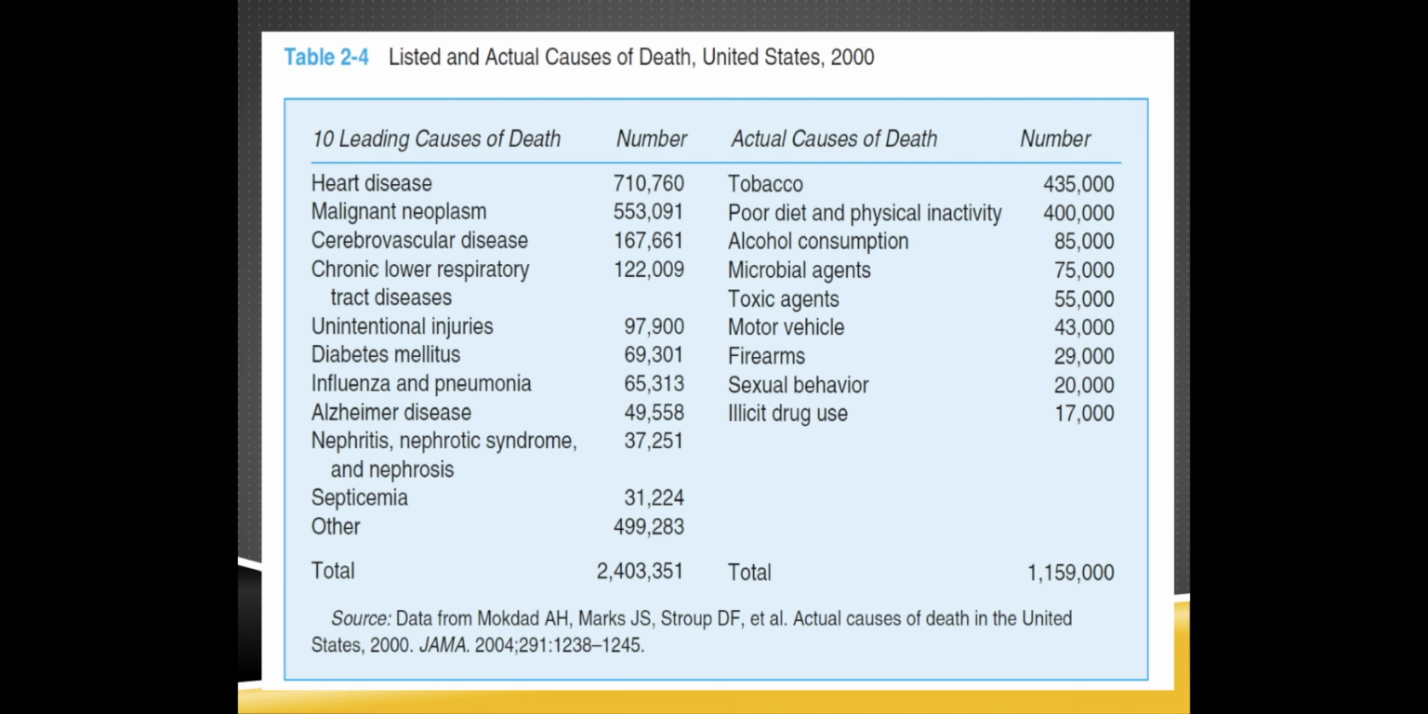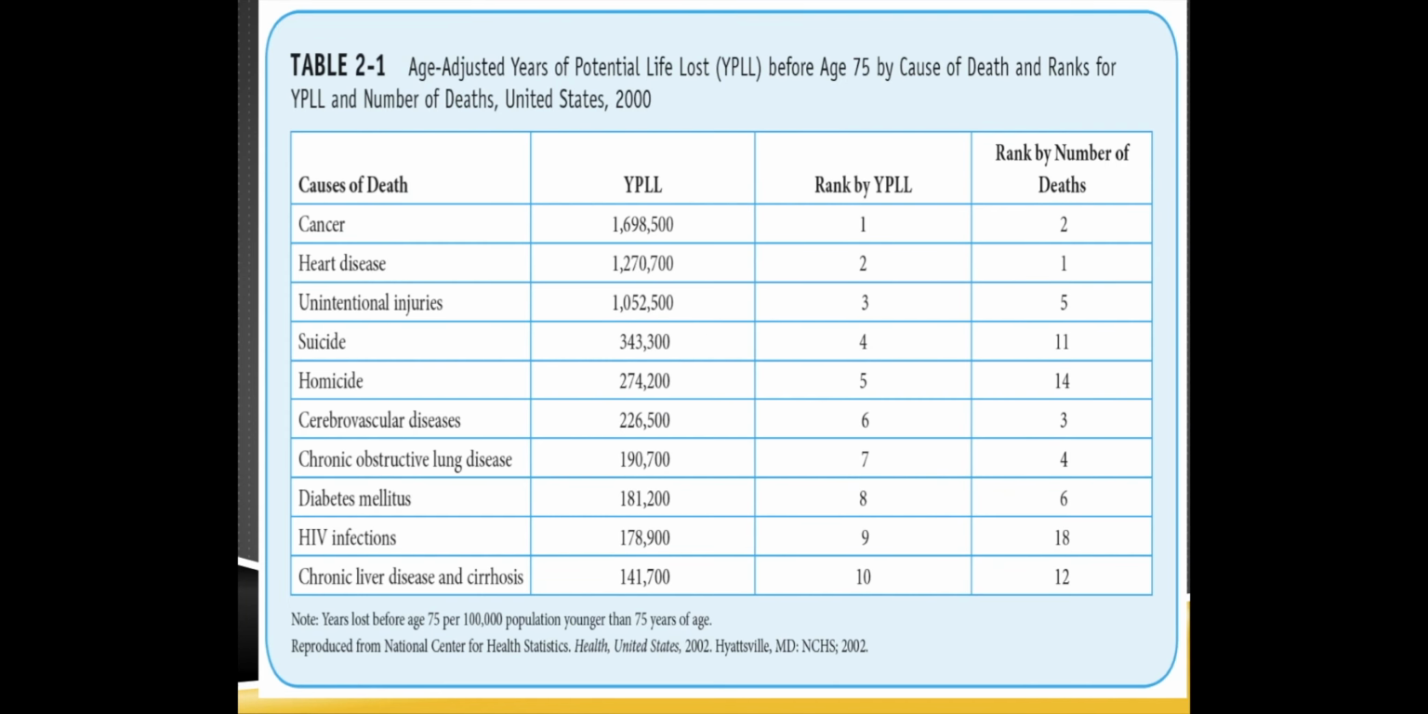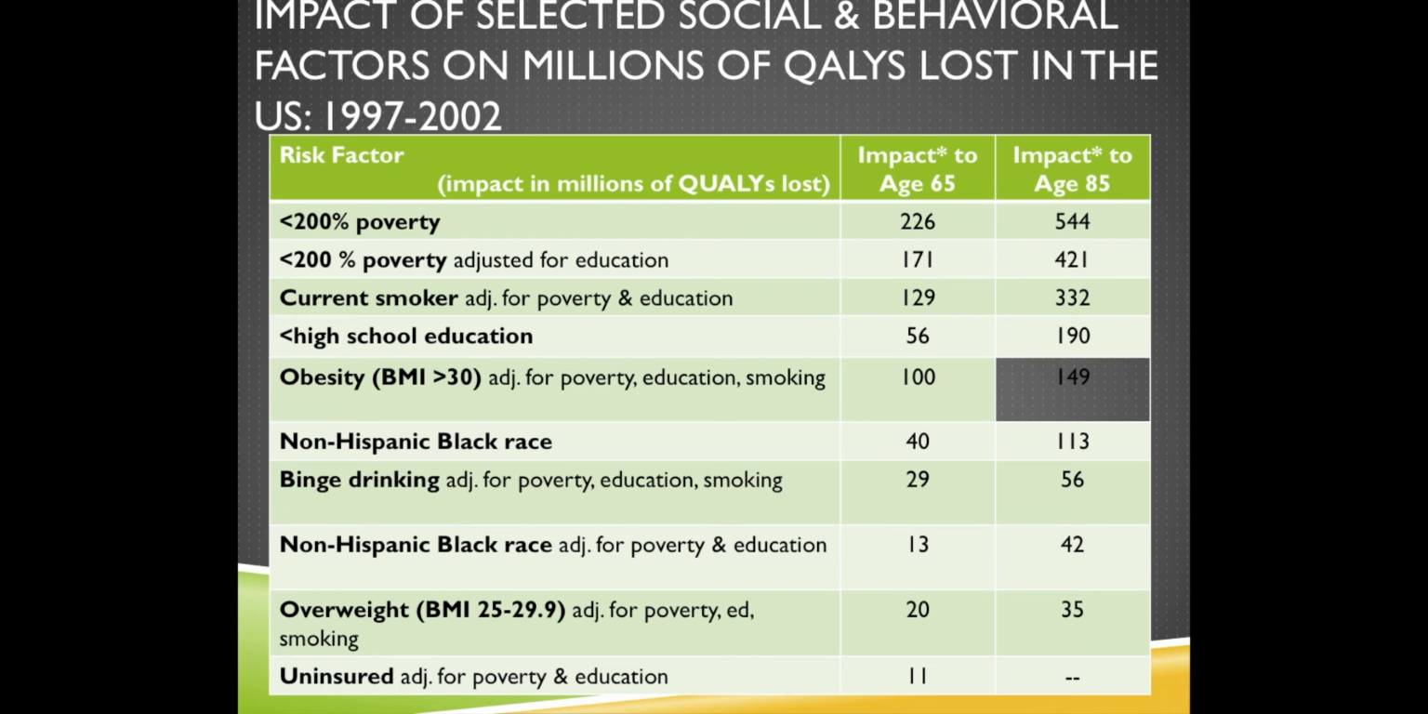How do we measure population health? We can look at leading causes of death, the actual causes of death, the age-adjusted years of potential life loss can be a very useful measure. And look at the impact of these social and behavioral factors on quality-adjusted life years.